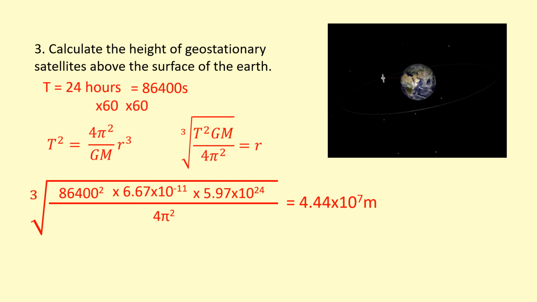Now from that, I'm going to have to subtract the radius of the Earth because the question is asking for the height above the surface. The radius of the Earth is going to be either provided or in your data sheets, and that gives you the height of orbit above the Earth's surface.